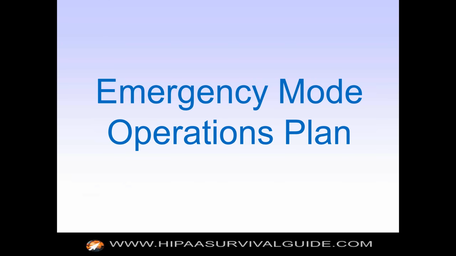Okay, so emergency mode operations. An organization is required, and when we say required, these are required implementation specifications of the security rule, to create an emergency mode operations plan. It implicates only those critical business processes, hardware, software, etc., that must be in place in order to protect the security and availability of EPHI. So, you know, a fire or power outage. What are those critical things that you've got to get up and running so that you can have access to and provide availability to EPHI?